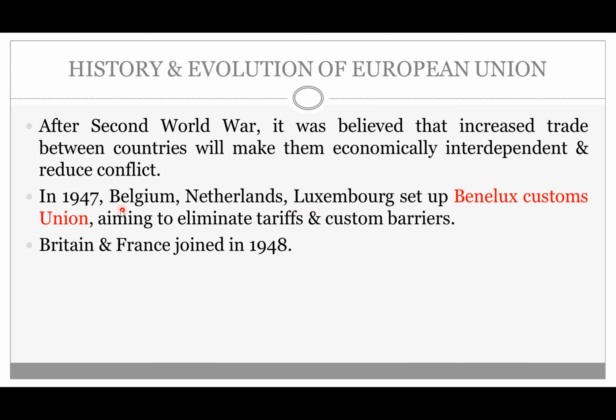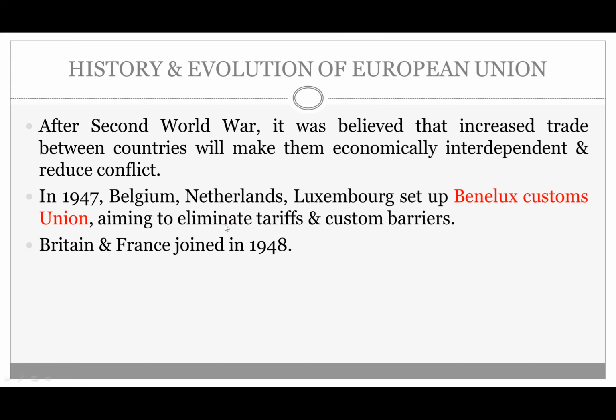In 1947 these countries came together and created a Benelux customs union. Benelux is derived from Belgium, Netherlands and Luxembourg. A customs union was created aiming to eliminate tariffs and custom barriers. So when a country imports any product from another country, custom duty is applied on the imports. And there are certain other taxes, tariffs, some more barriers.